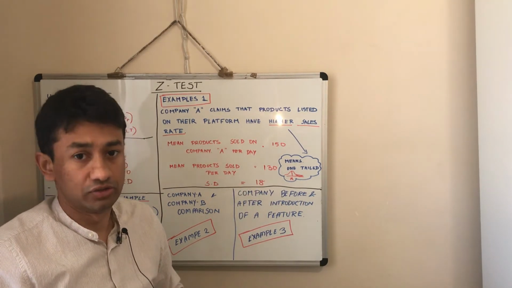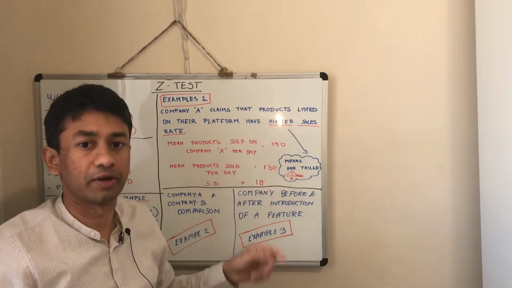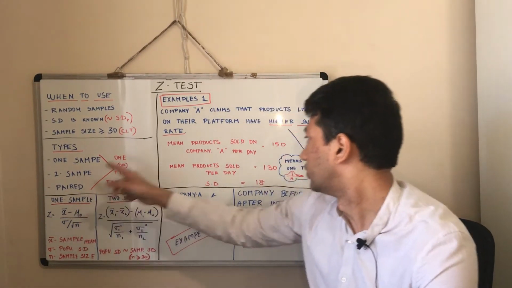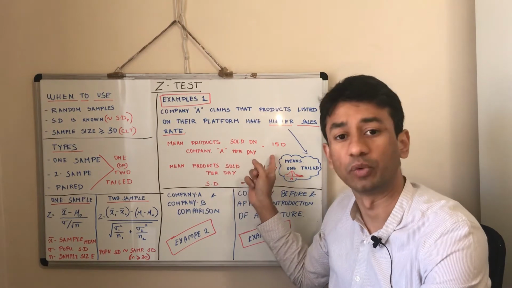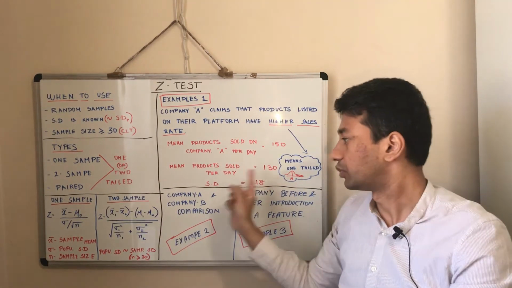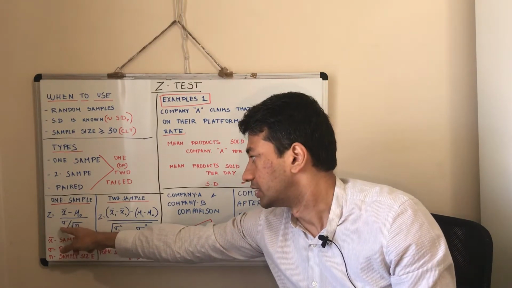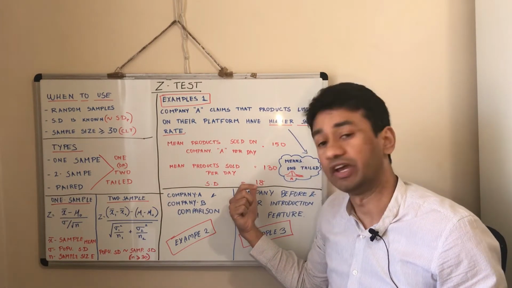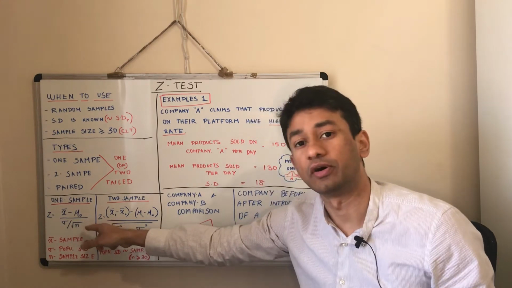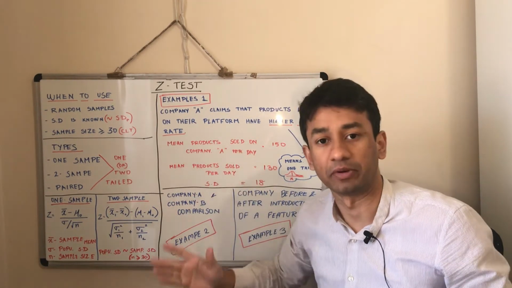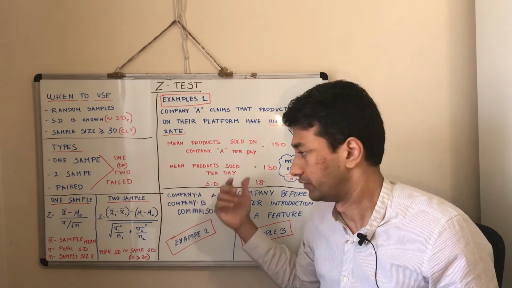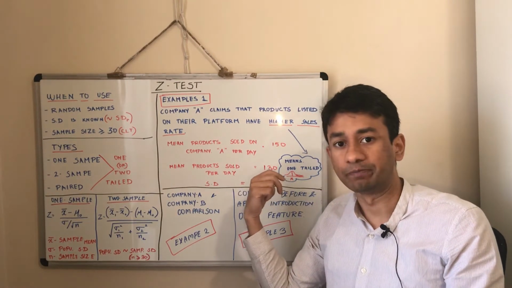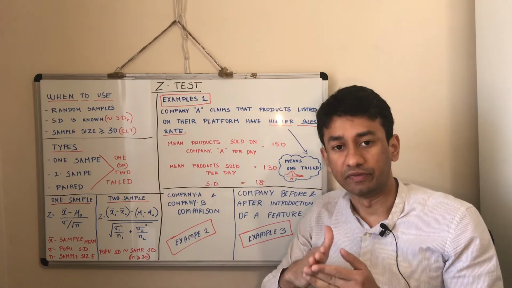So based on all these three data points, we can apply this particular formula. X bar would be the mean of products sold on company A per day, which is 150. So we say 150 minus 130, divided by the standard deviation. We don't have the standard deviation of the population, so we take the standard deviation of the sample, which is 18. So 18 divided by the root of the number of samples we consider, depending upon the number of days of data that we have. Then we apply this formula to get the Z value, and then we use the Z table to see if it is significant or not.